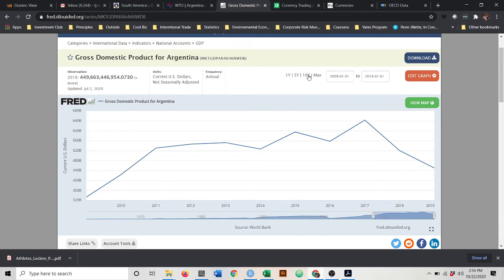It's a government-run site, very reputable. You don't have to worry about the integrity of the data or anything like that. And here we can get GDP for almost any of your countries. I'm pretty sure it's going to have it right here.